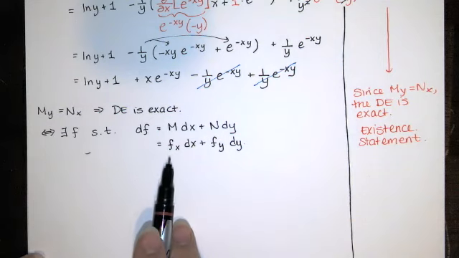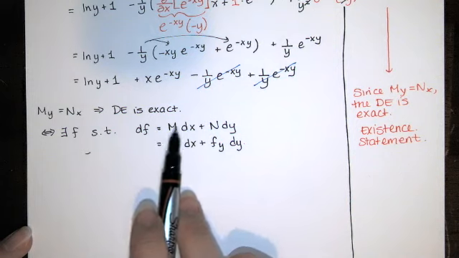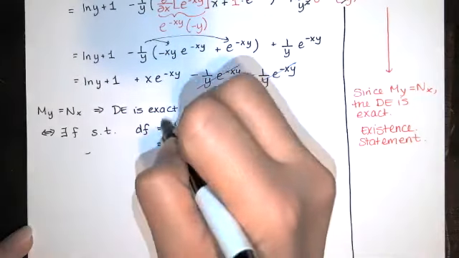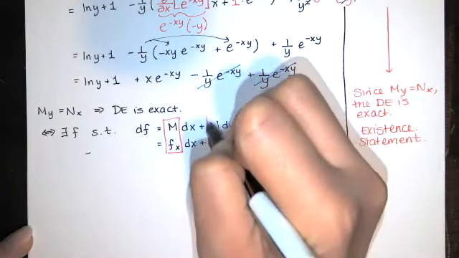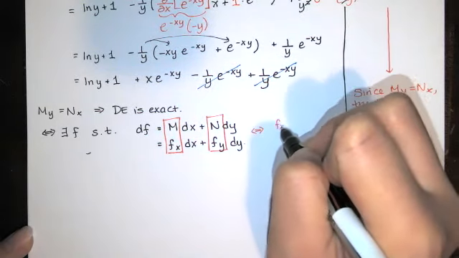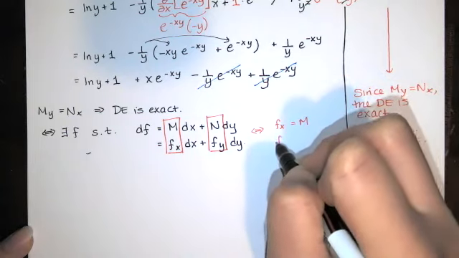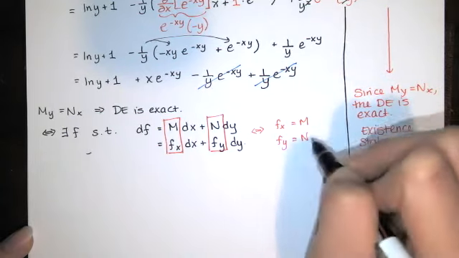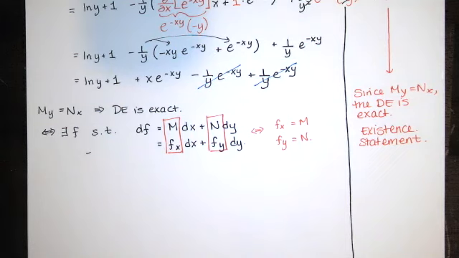And finding f can be done pretty easily, because if these two expressions are equal to each other, these two functions must be equal, and these two functions must be equal. So we must have that the partial derivative of f with respect to x is equal to m, and the partial derivative of f with respect to y is equal to n. We need to find f.